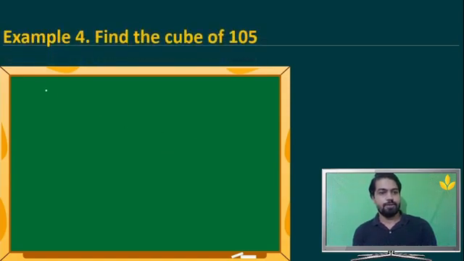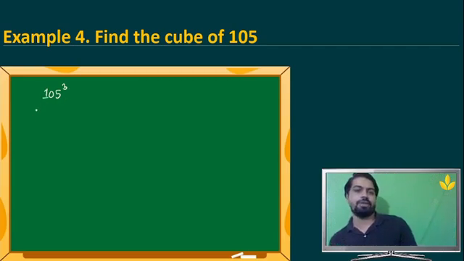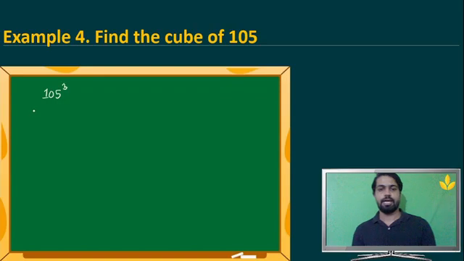Let's try 105 now. It's a 3-digit number. The cube of a 3-digit number might give you even 9 digits if it's a very big number, but this is a very small number. I may get 7 digits. You have 7 or 8 or 9. Now I might get 7 digits only.